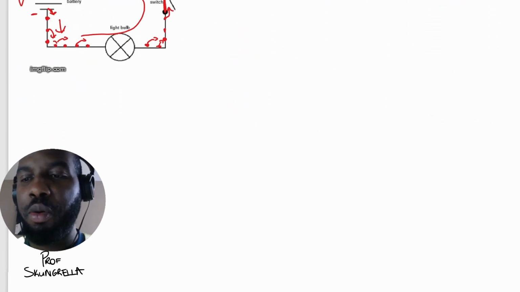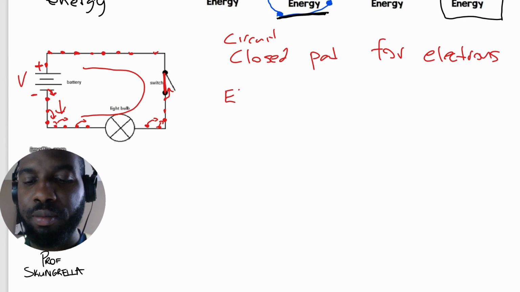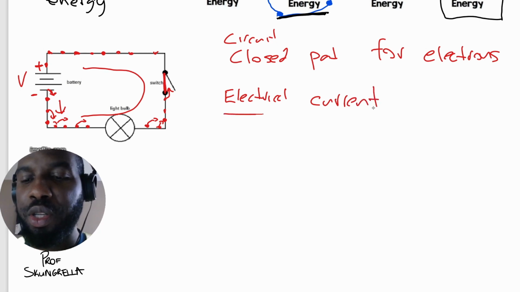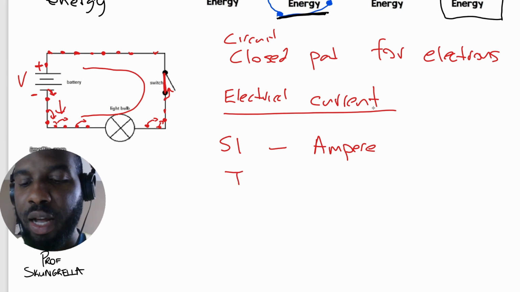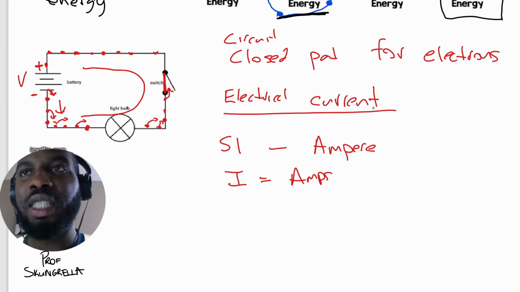So just before we end this video, right, we want to define current, right? What is electrical current? So this is the basic unit for electricity. If you look at the SI units, the SI unit for electricity is the ampere, which is the unit for current. Now, of course, we represent current using I, and again, the unit is the ampere or amps. Current is actually the rate at which charge moves in a circuit.